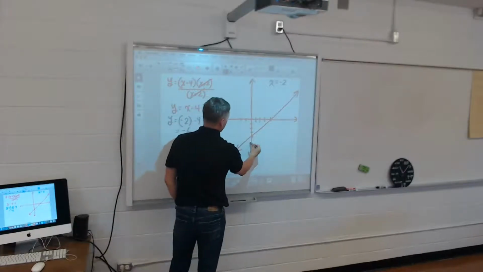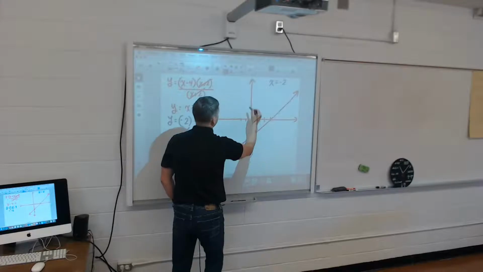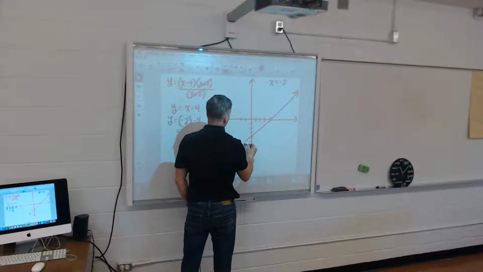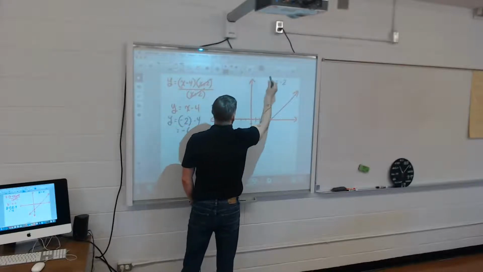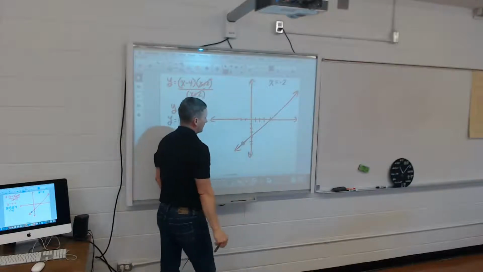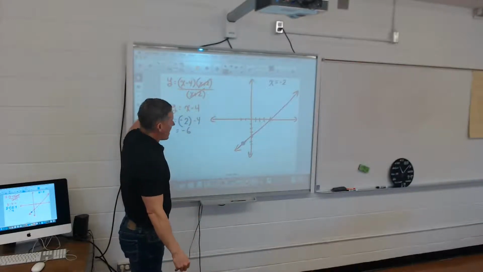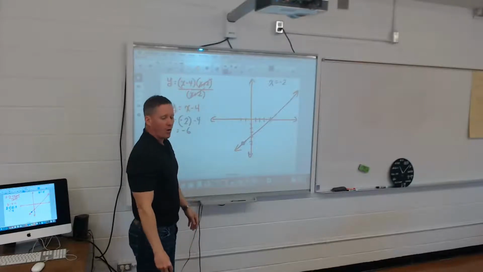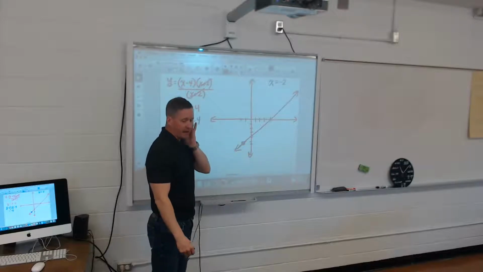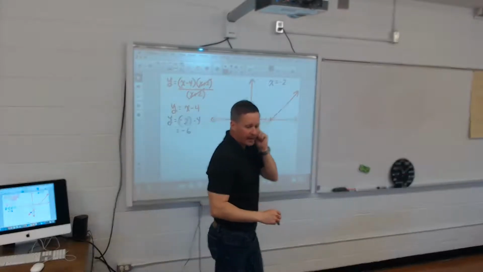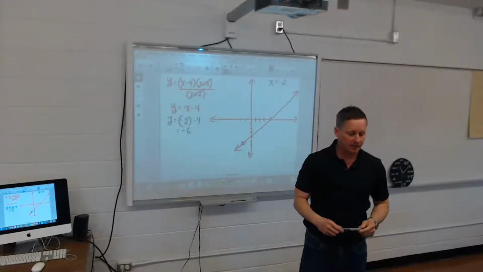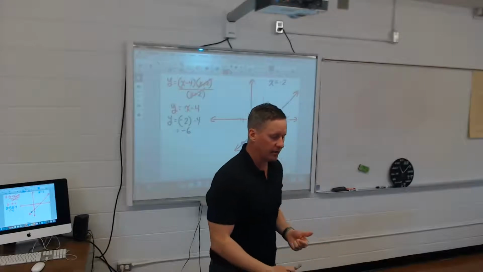So I go to 1, down to here, and I open a dot right here. So I have the graph of the line y equals x subtract 4, and at the point where x is equal to -2, I draw an open dot at -2, -6. And that is what we call our point of discontinuity.